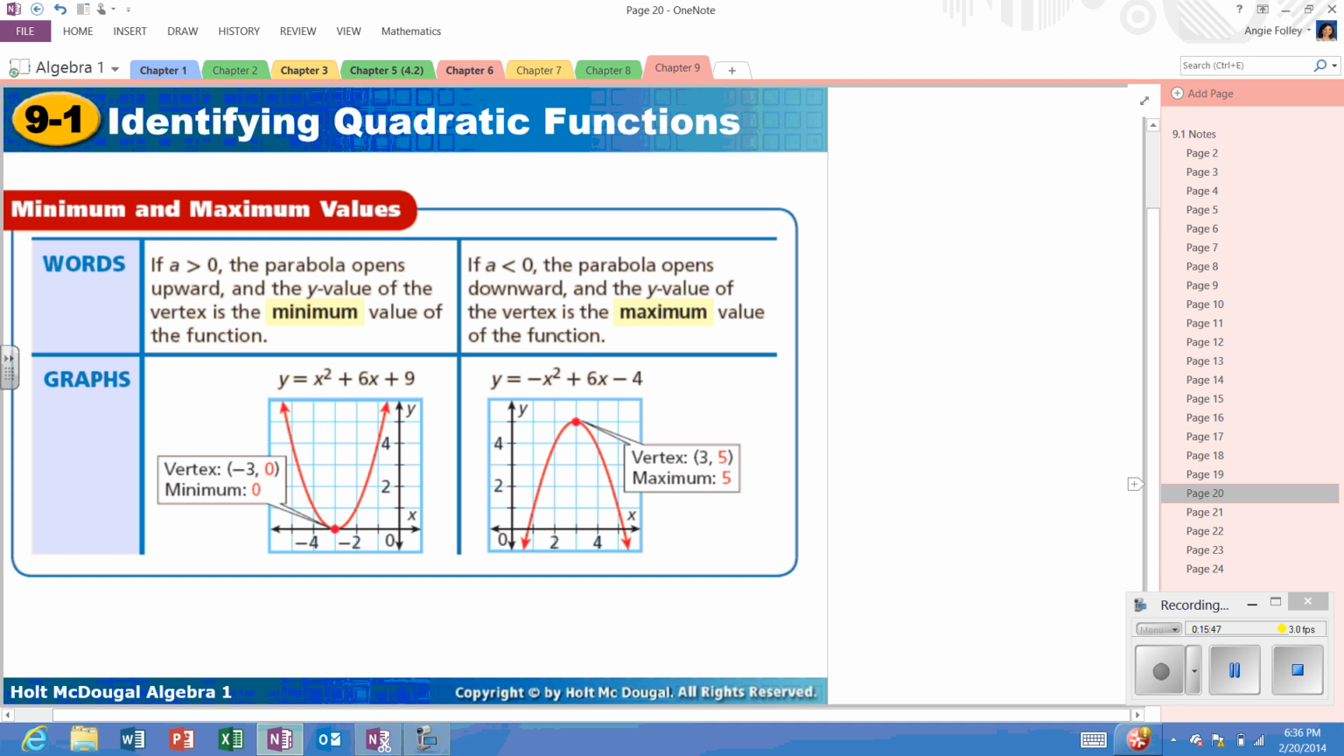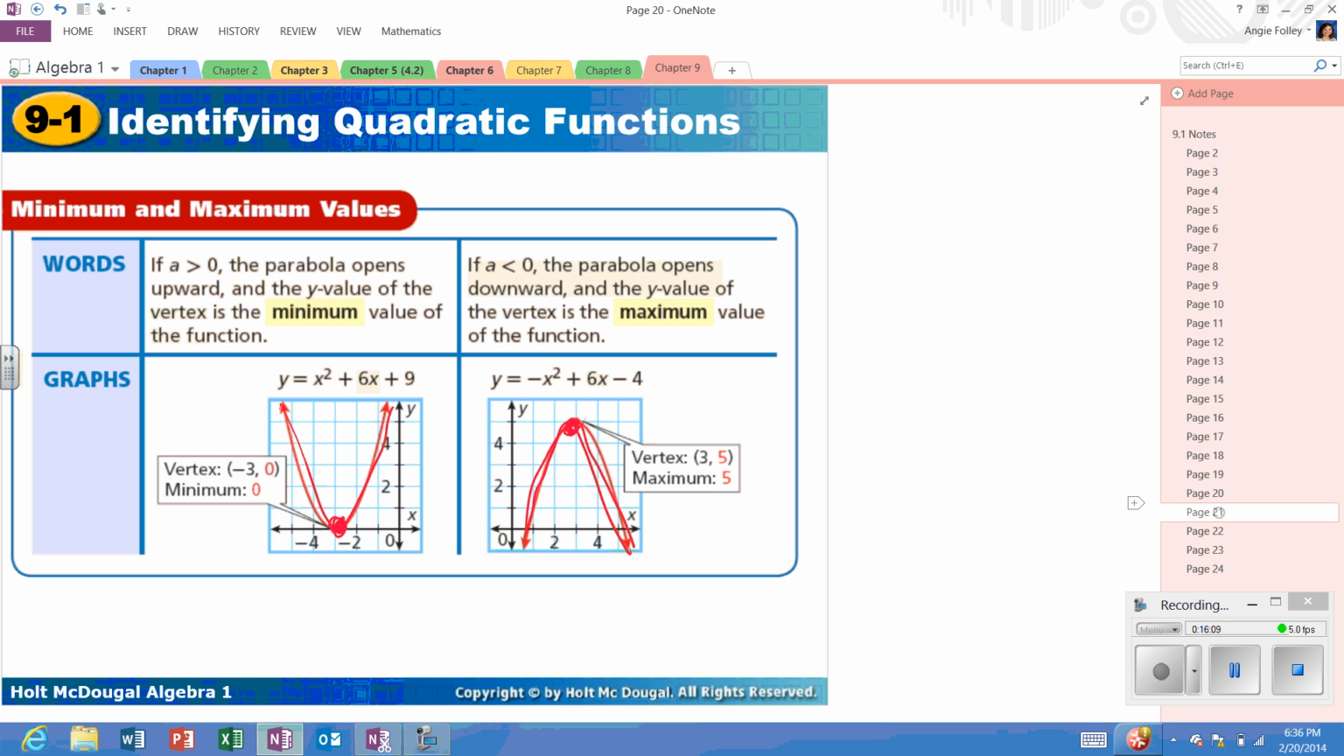So basically, this gives you the idea of the maximum and minimum. If it opens up like this, we say that the vertex is a minimum. If it opens downward, the vertex is a maximum. It's like the peak of a mountain, okay? So minimum, like the bottom of a valley, maximum, the top of a mountain. Both are called the vertex, though. The vertex is that point of the parabola.